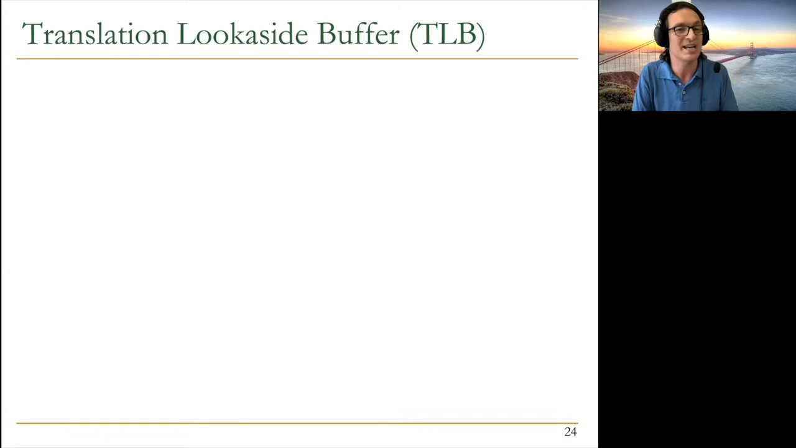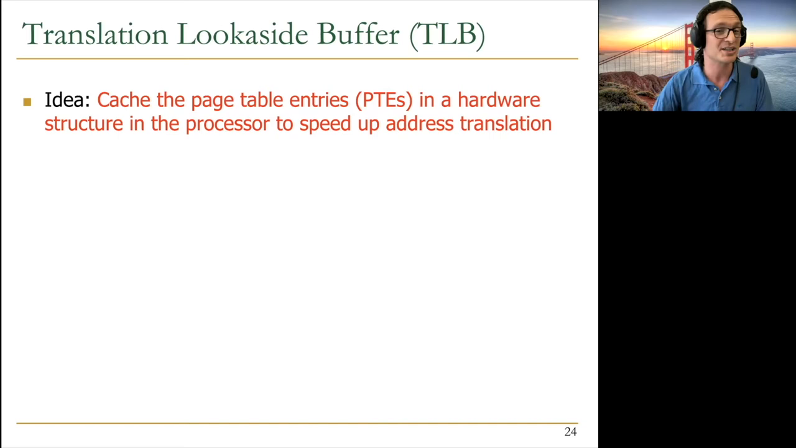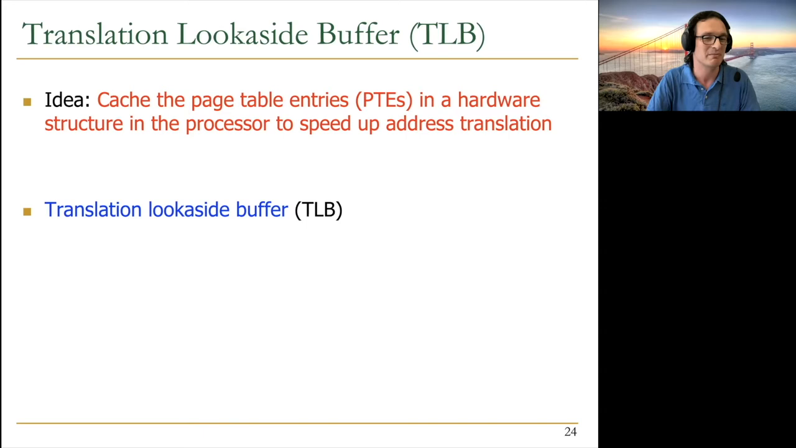So why not cache the page table entries in a hardware structure in the processor to speed up the address translation? That's the idea of a translation look-aside buffer. It's essentially a cache for page table entries that you can access within one cycle or just a few cycles, such that you can get your addresses translated right away without going through the page table. And this is called the translation look-aside buffer. Again, we're not caching the data, we're caching the translations. But since we're going to access the data, if the data has locality, translations should have locality as well, right? Because these are coupled with each other. And we have seen that data has spatial and temporal locality. It's going to be no different in this case.